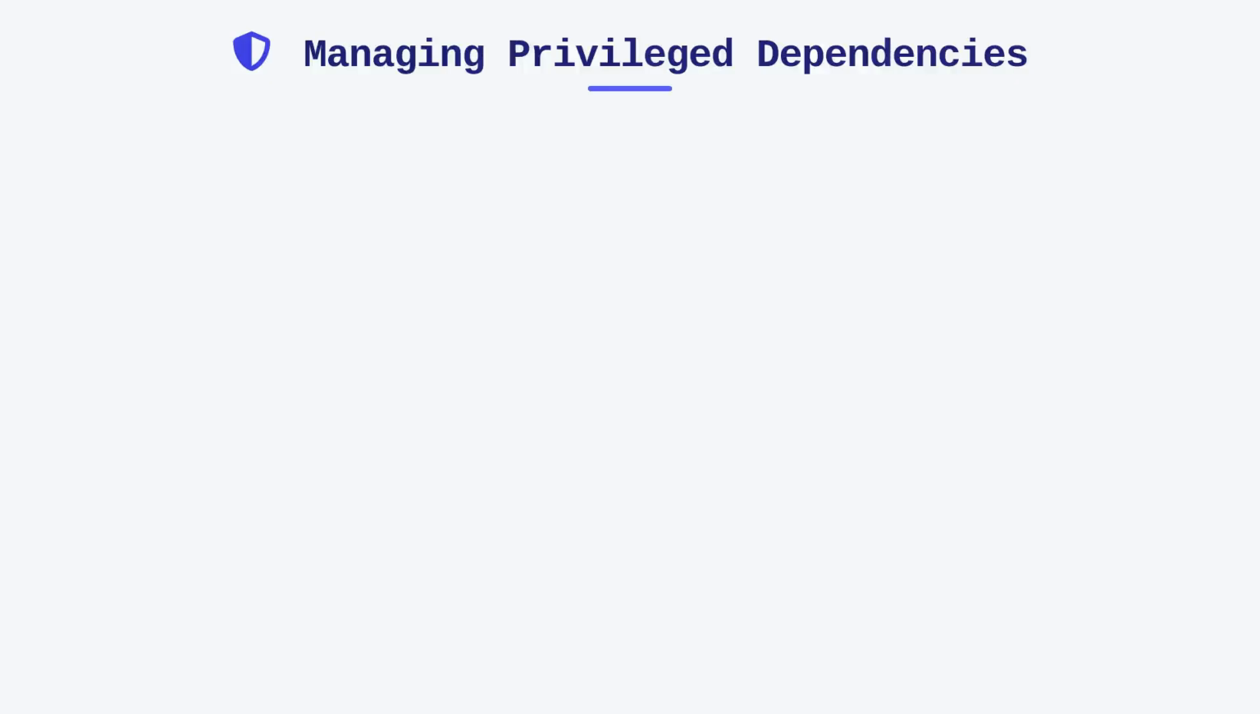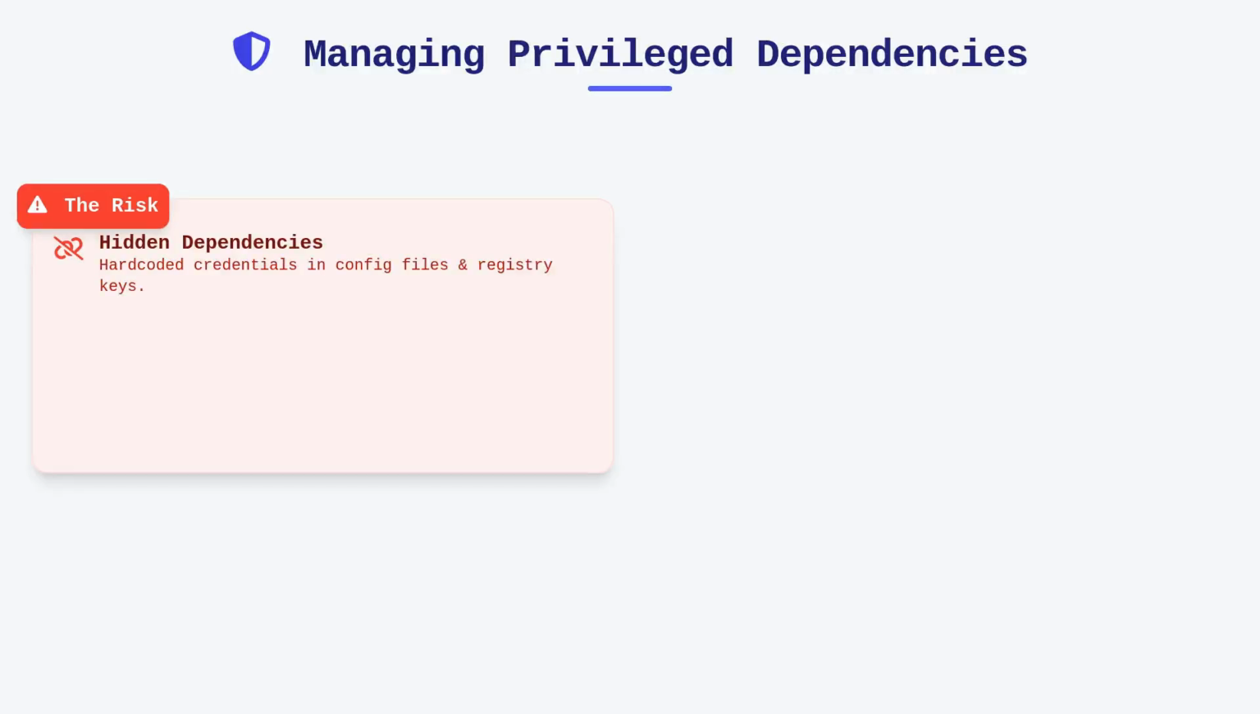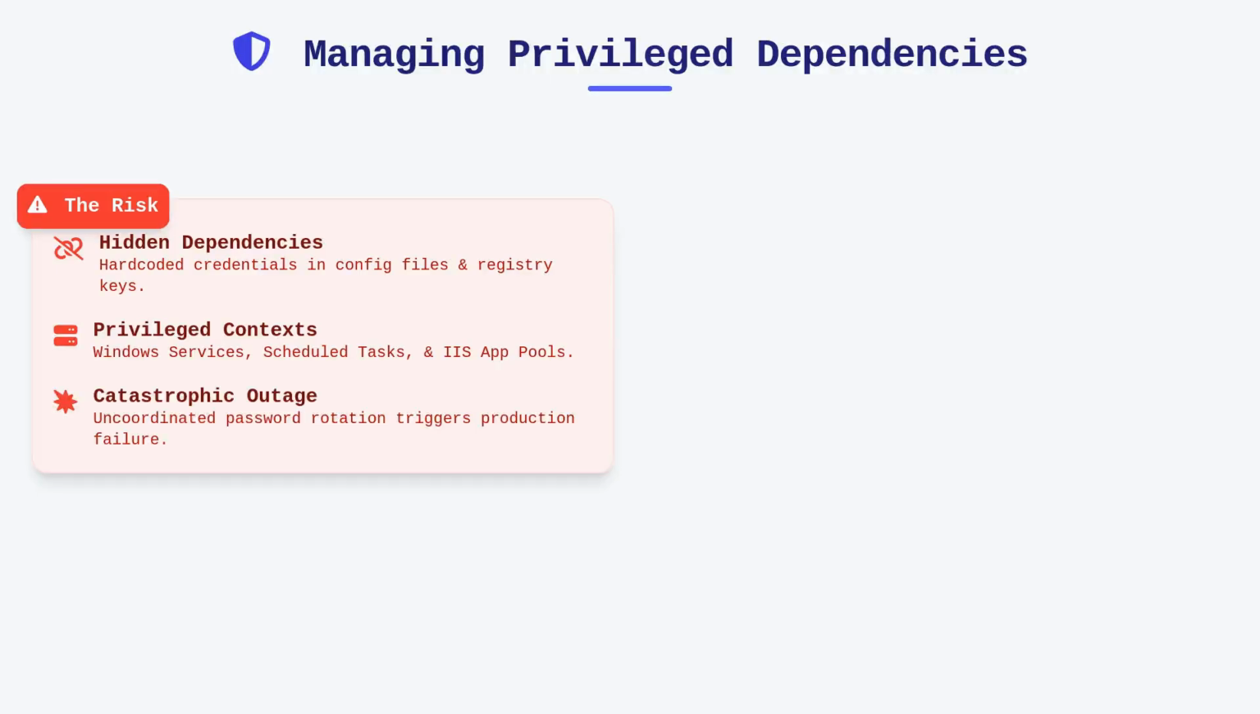Perhaps more insidious than the accounts themselves are the dependencies lurking within your application stack. Many Windows services, scheduled tasks, and Internet Information Services application pools run under the context of a privileged account, sometimes hard-coded into configuration files or registry keys. If you rotate the password for such an account without accounting for these dependencies, you trigger a service outage, which is a catastrophic outcome in any production environment.